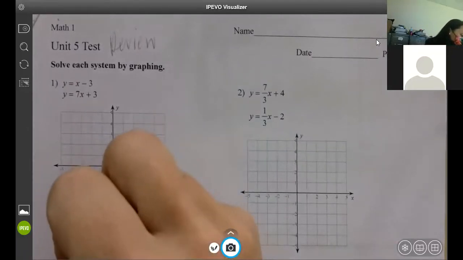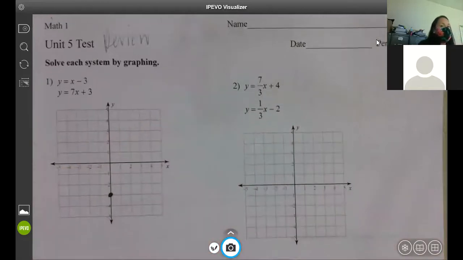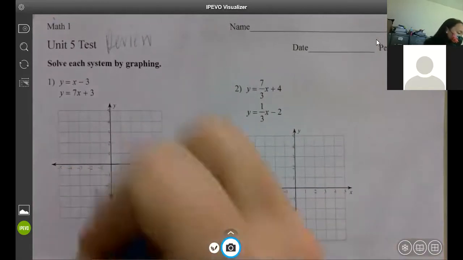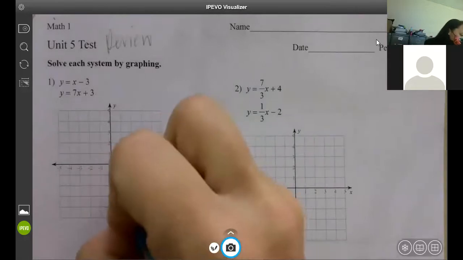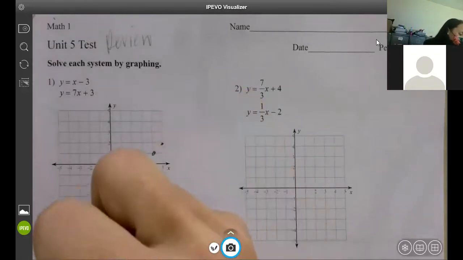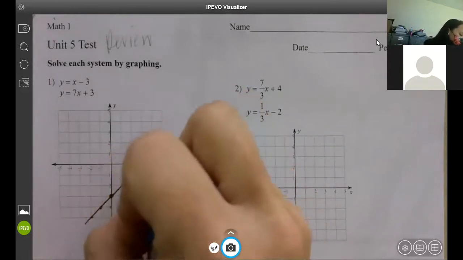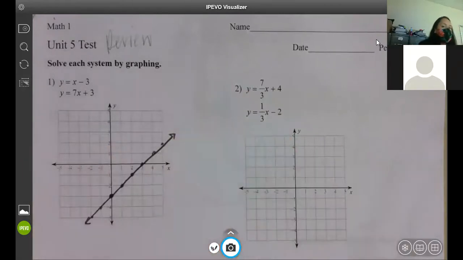Start at -3. Up 1/1. And these are just straight lines. They're nothing crazy, no solid, no dash. That only happens with inequalities. So it looks like this. Then we graph the second one.